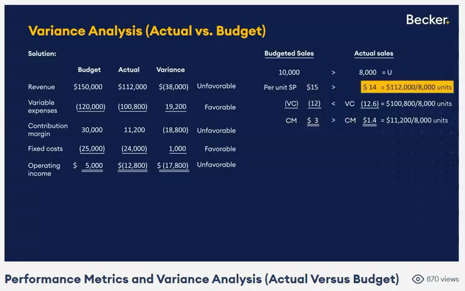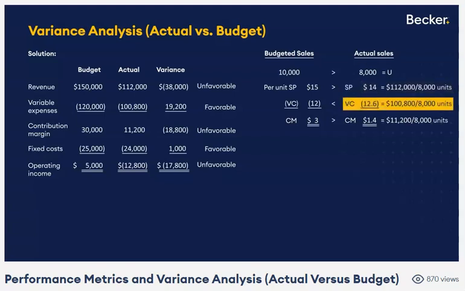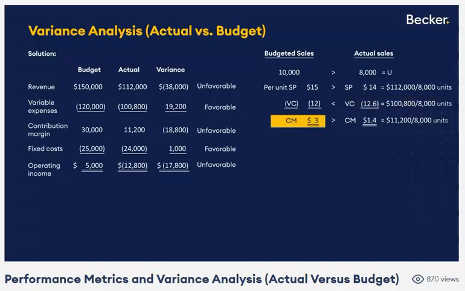On the actual, we know our selling price was 14, 112,000 divided by 8,000. Our variable cost, you ready? Total $100,800. Divide that by the 8,000 units. Folks, our budgeted variable cost was only 12. Our actual variable cost per unit, $12.60. That's unfavorable. So the total variable cost being favorable, quote unquote, was very misleading. We had lower variable costs due to lower sales volume. In actuality, our variable cost per unit was higher than what it should have been.